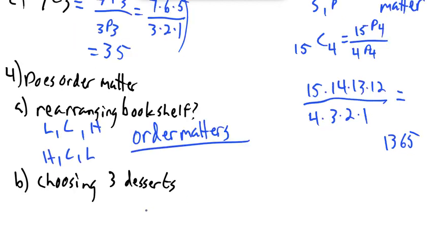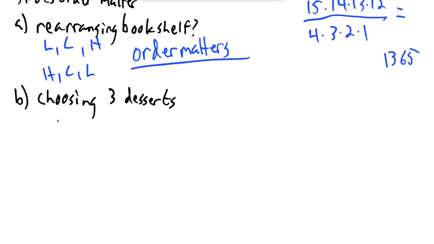All right, what about for choosing 3 desserts? Well, if you choose ice cream first, then pudding, then a sundae, does that change then whether you eat the sundae first, then the pudding, then the ice cream? Doesn't. You're going to feel horrible after either of them, but the order doesn't matter.